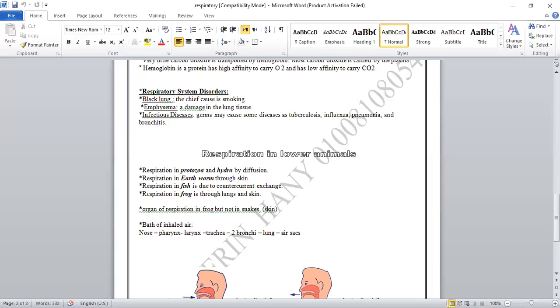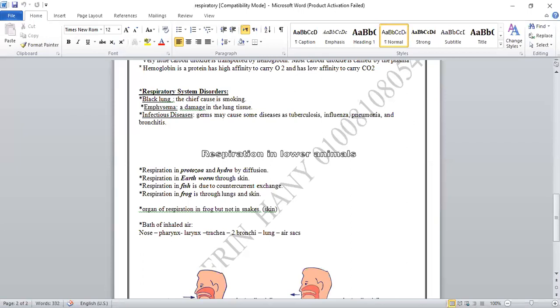تمام. الrespiration في الفروج through lungs and the skin. الفروج بتتنفس باللونجز وبالسكن. يعني الجازس الاكسجين بيدخل في الفروج اللونجز، عشان اللونجز of the frog is very small so the skin helps in its function. عشان اللونجز بتاعت الفروج صغيره فالسكن بيساعدها. طيب organ of respiration في الفروجز لكن مش في السنيكس طبعا السكن. يعني الفروجز بس اللي respire through skin and lungs لكن السنيكس respire through lungs only.